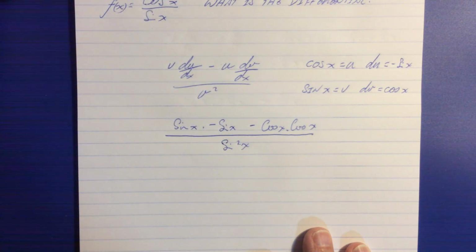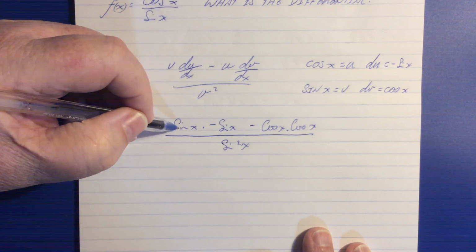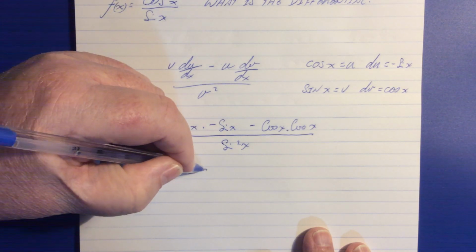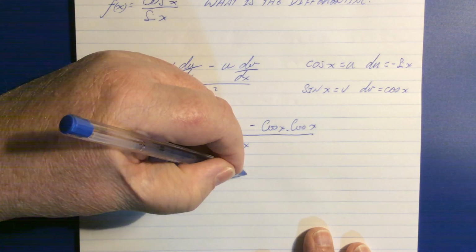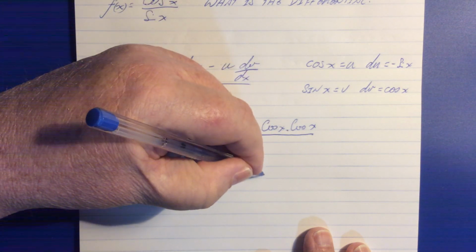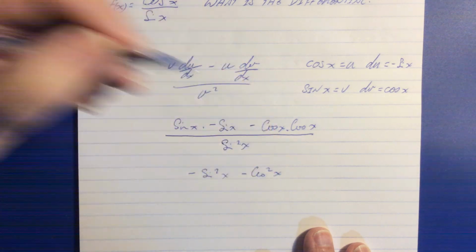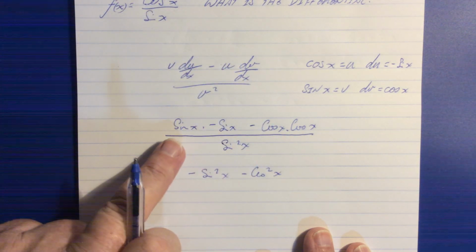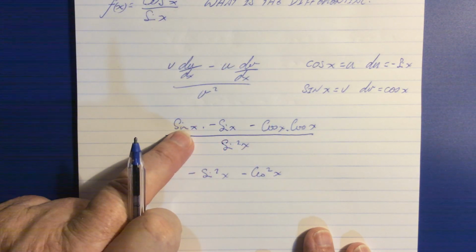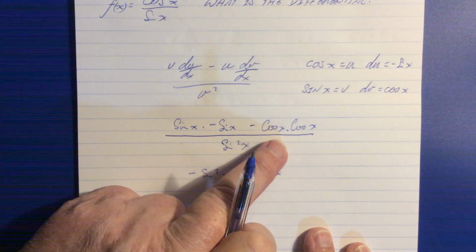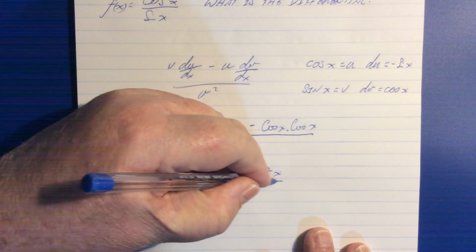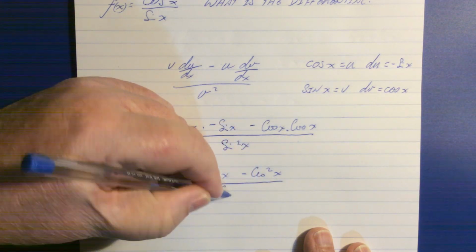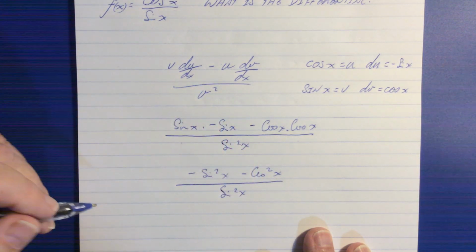Okay, well, let's tidy this up a little bit. So that's negative sine squared x minus cos squared x. I hope that makes sense. That times that, negative sine squared x. That times that, cos squared x, and we have to subtract it. And that is all over sine squared x.